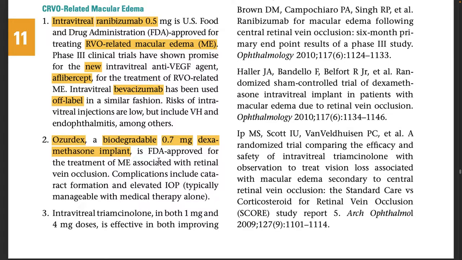is FDA approved for the treatment of macular edema associated with retinal vein occlusion. Complications include cataract formation. Why? Steroid. This is a steroid. We are always having a cataract complication. Which cataract? PSC.